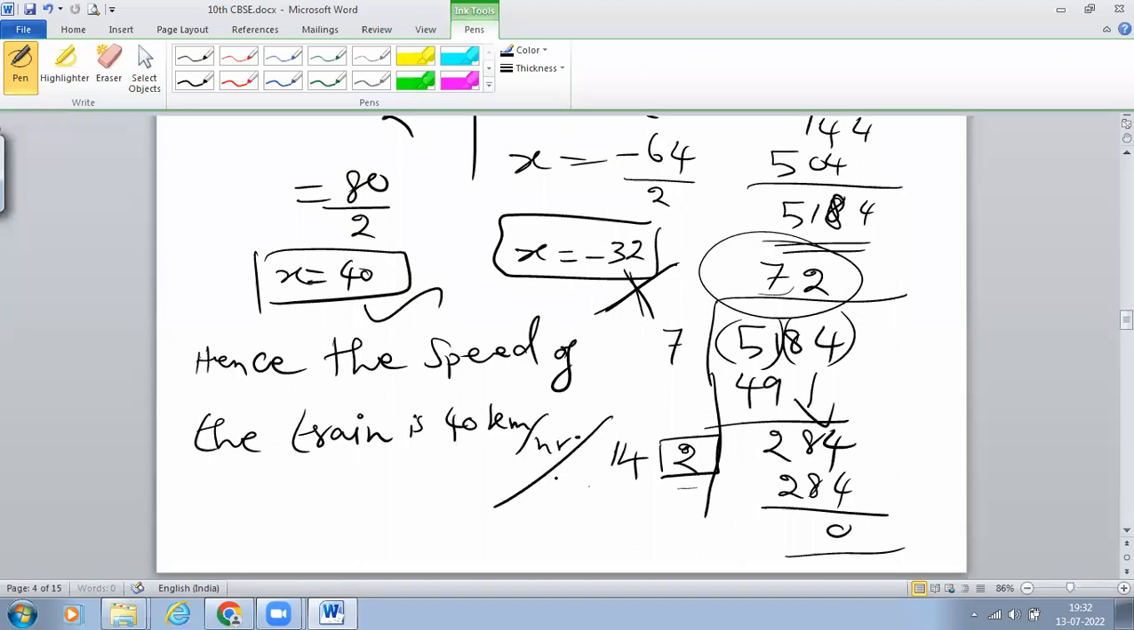Okay, this is the answer. If the same sum is asked like "represent the following situation in the form of a quadratic equation," then there is no need to solve the equation. Just up to forming the quadratic equation is enough.